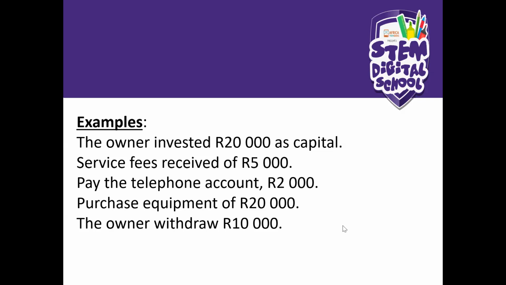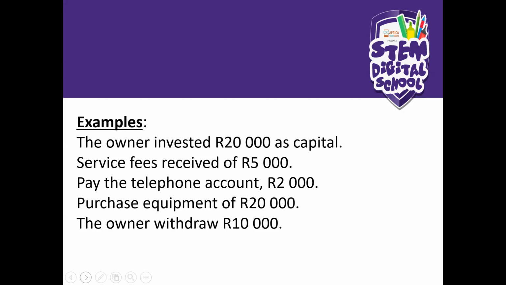Right, so we're going to start to mark it now. Please look, the answers are going to be on the next slideshow, so I'm just going to jump between these two to get the transactions and the entries. If we look at the first one, it says the owner invested 20,000 as capital. Remember, two things you need to check: it's about capital, and you need to get the amount, 20,000 rand.